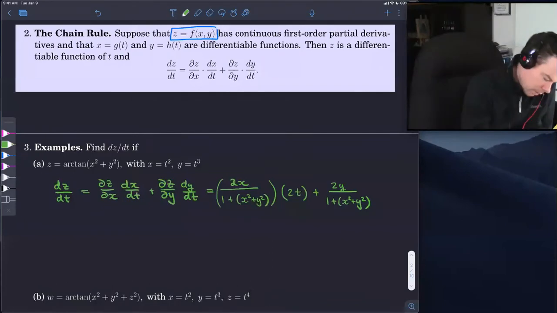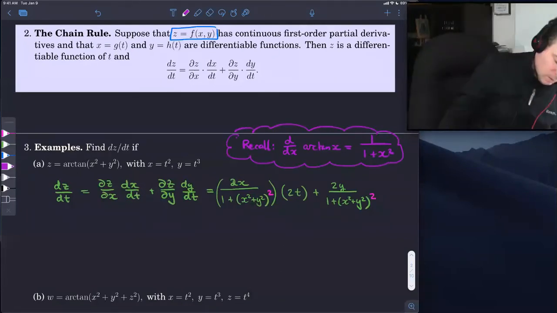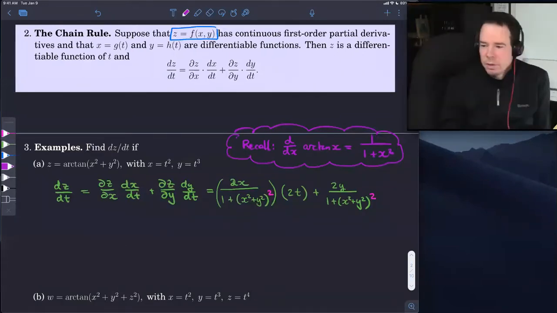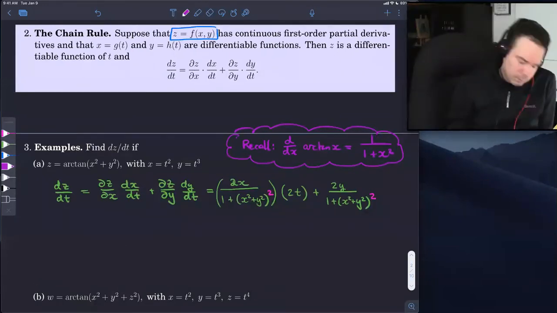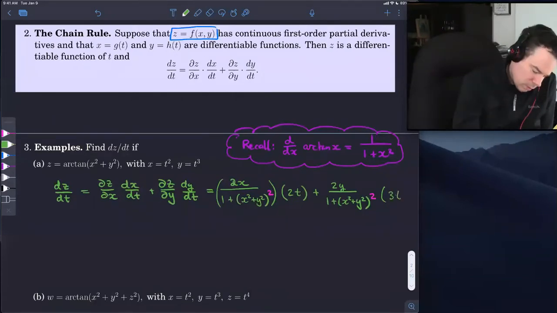Sorry, there was a square there. I missed the square. So many squares happening here. Why do I have that square there? Maybe I should have indicated: recall that the derivative of arctan of x is 1 over 1 plus x squared. So that's the result I'm using here. And so in this case, our argument to the arctan is the x squared plus y squared. Okay, so then this is multiplied by the derivative of the y function, which is 3t squared.